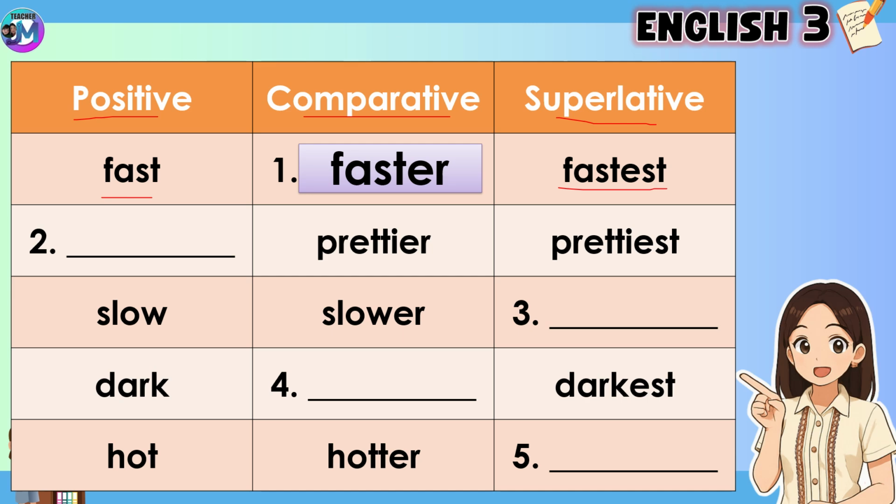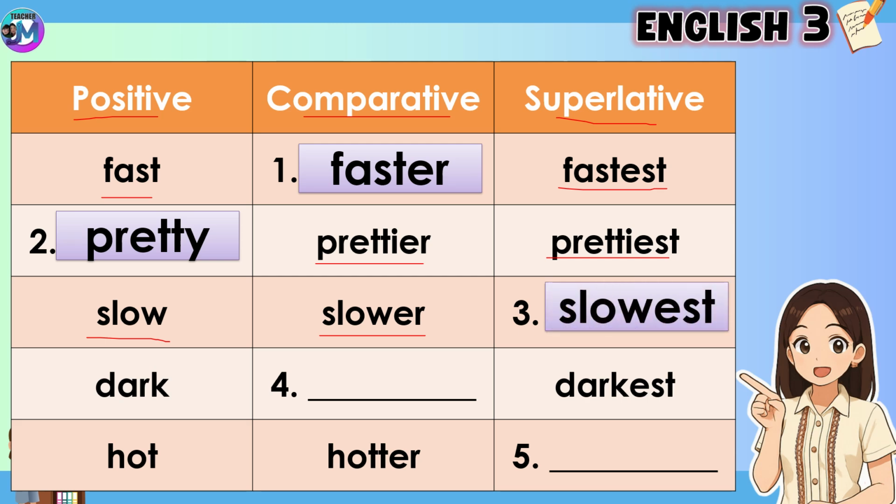Number 2, as you can see, the positive degree of the word is missing. But we have the clue in comparative, it's prettier, and superlative is prettiest. So the positive degree is, good job, it's pretty. Number 3, in positive degree, we have slow, comparative, slower, and the superlative is, awesome, slowest.